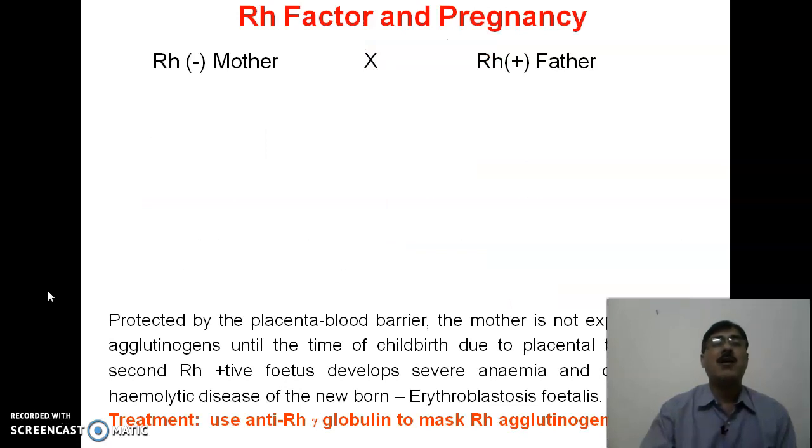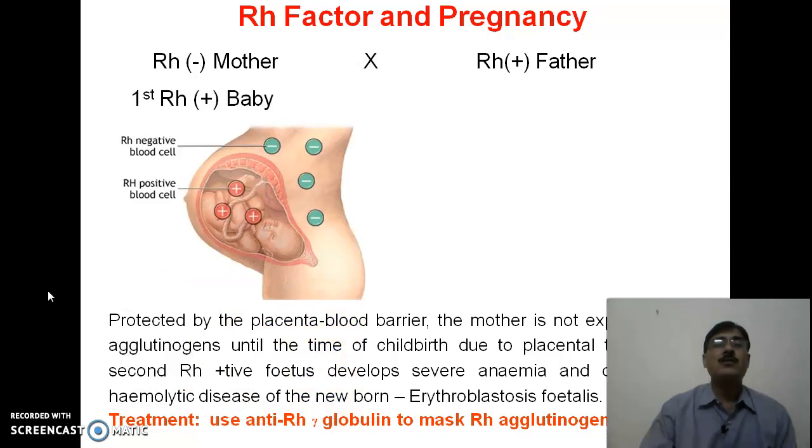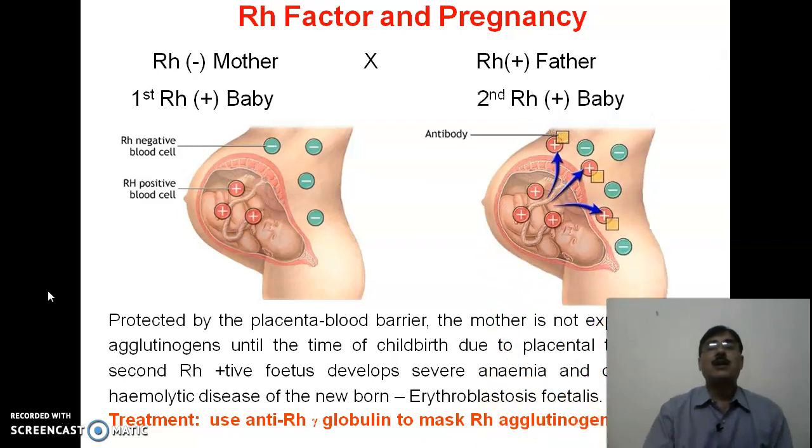Now this is the case. The mother is Rh negative, father is Rh positive. Now the first baby, if the first baby is Rh positive, which will happen if the father has both the dominant genes. And this is the case of the second baby, where again the baby is Rh positive. In the first case, it is protected by the placental blood barrier. The mother is not exposed to the Rh antigen until the time of childbirth due to placental tearing.